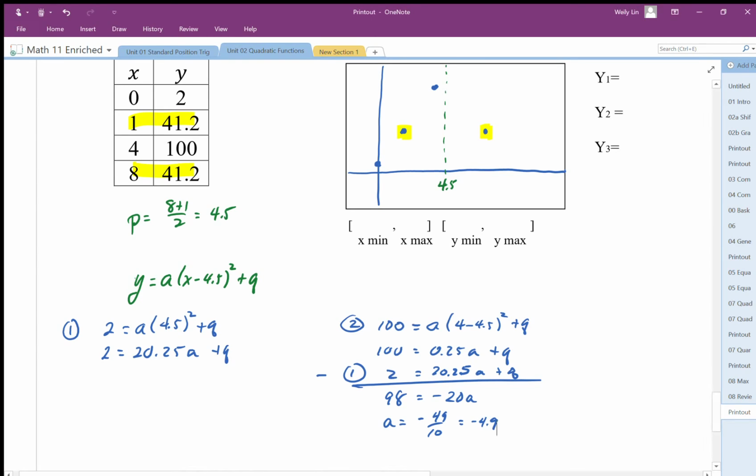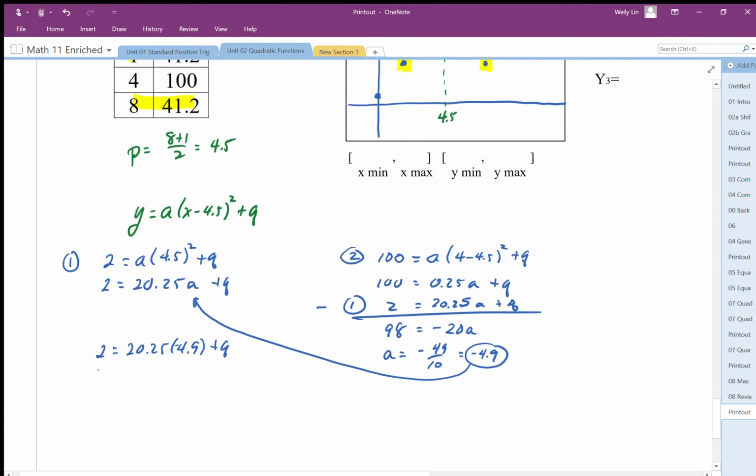I'm going to solve for my q. I'm just going to substitute it back into my equation here. So I'm going to end up with 2 is equal to 20.25 times negative 4.9, plus q. So the q value, when I solve for that, q is equal to, let's see here, 20.25 times negative 4.9, and that gives us negative 99.225.